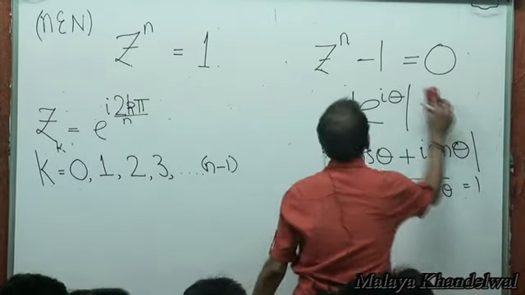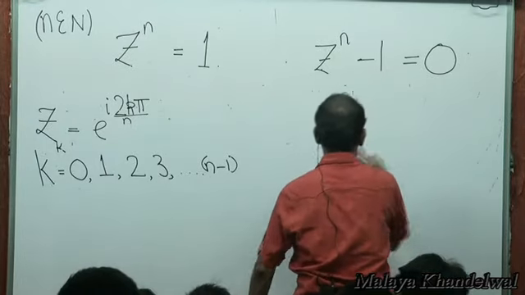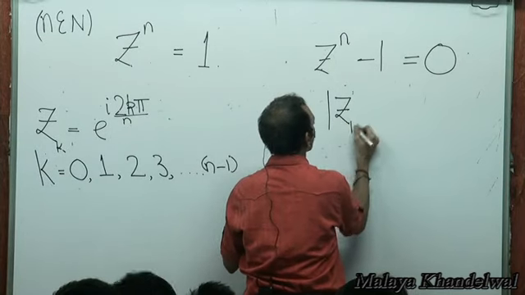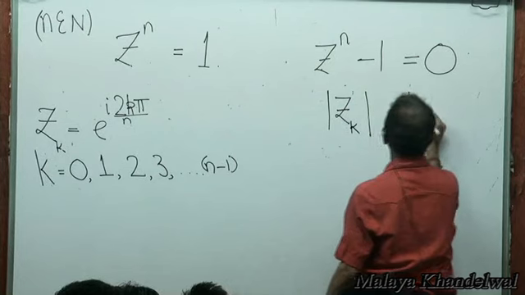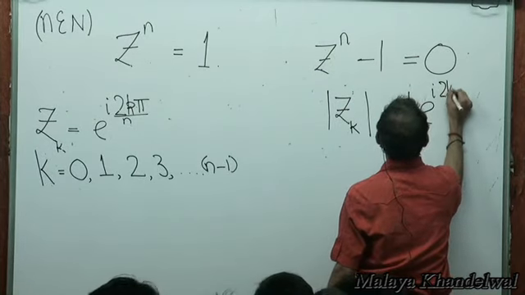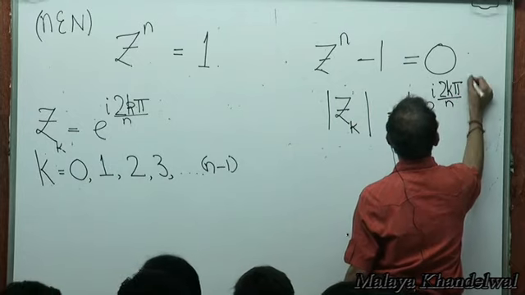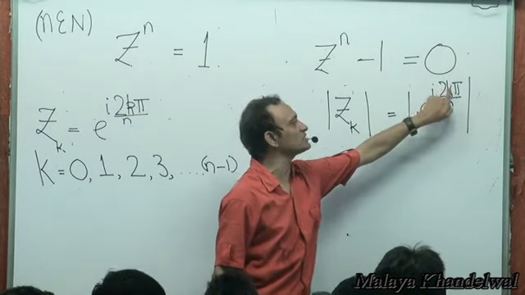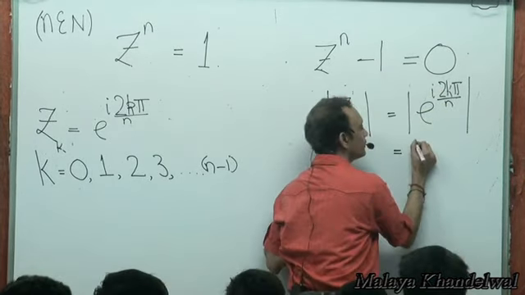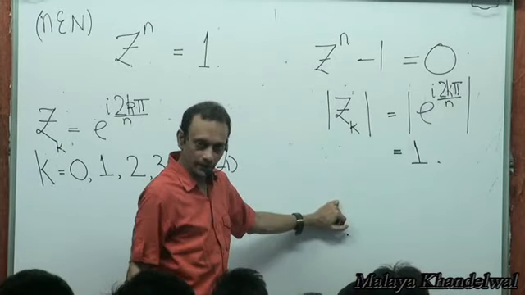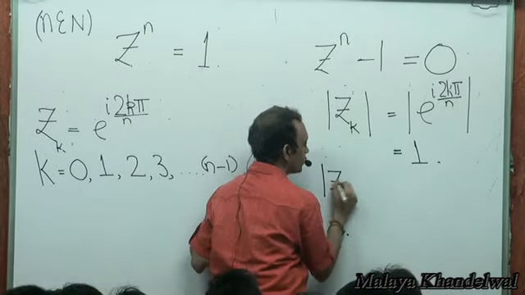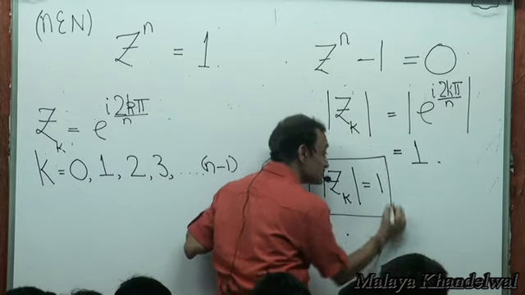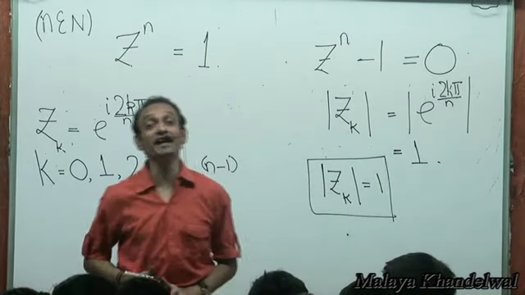So then, if I took mod of zk, it would be mod of e power i 2k pi by n, which is mod of e power i theta, and this is going to be 1. Theta is real, theta is 2k pi by n, so this is going to be 1, right? So mod zk turns out to be 1, which means what? Zk lies on a unit circle centered at the origin.